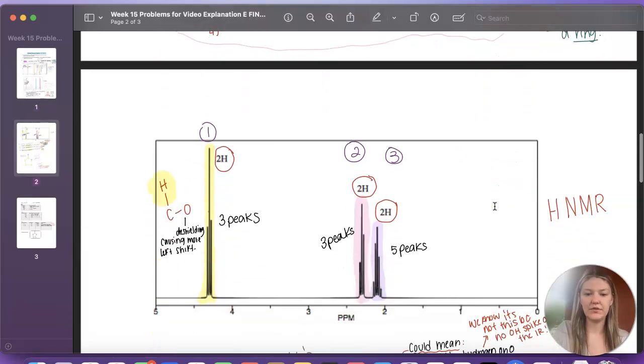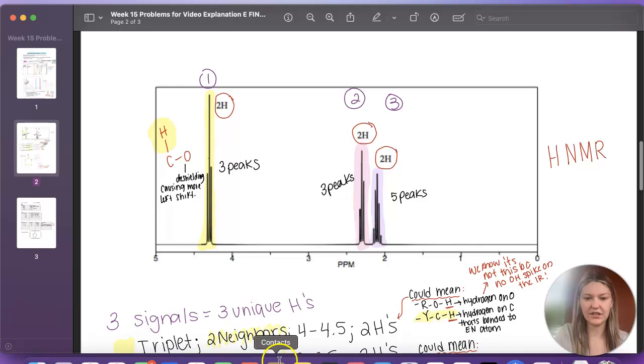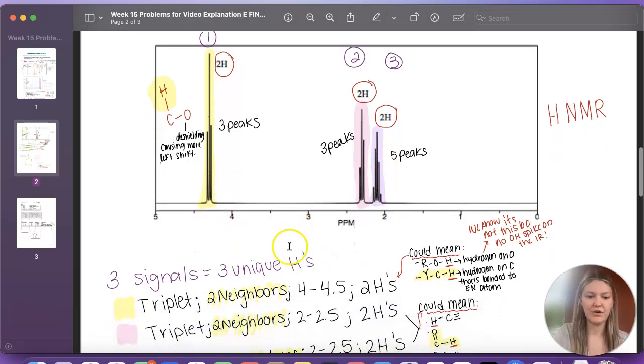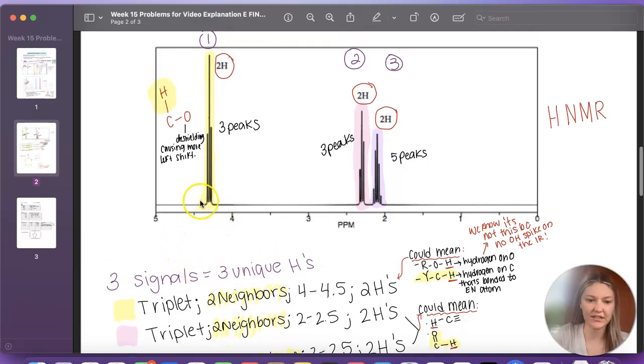So then I went over to our HNMR. I always count the amount of peaks that we have, which we had 1, 2, 3. So I wrote that out. That tells us that we'll have 3 sets of unique hydrogens. So then I started looking at each signal by itself.